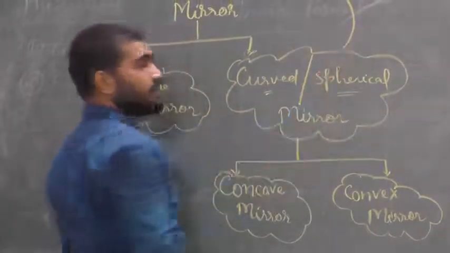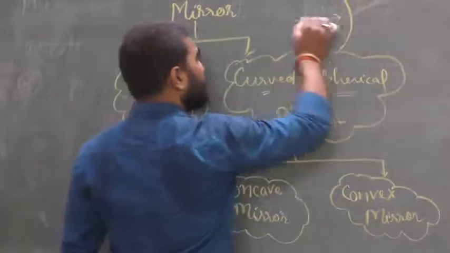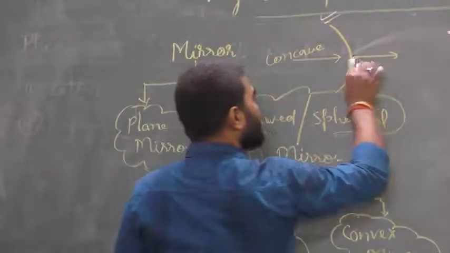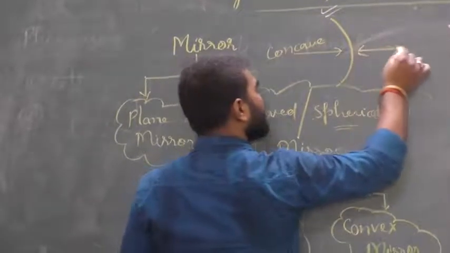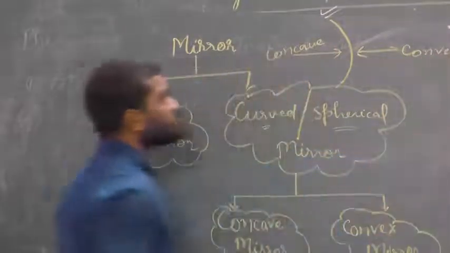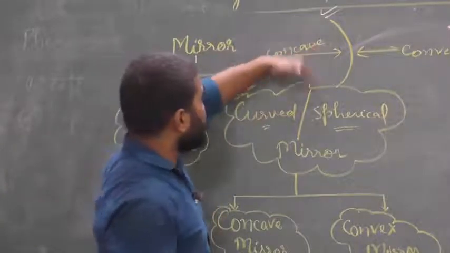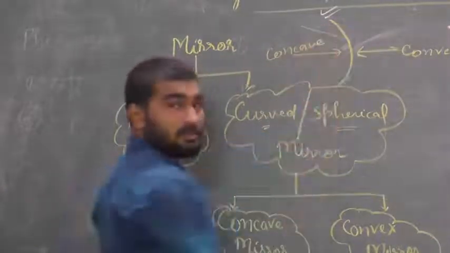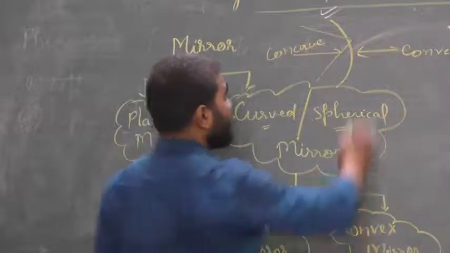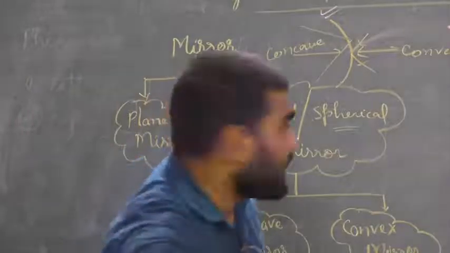Suppose this is a curve. The inner part of this curve, this part, is called the concave part, and this part of the surface is called convex. So if the reflecting surface of the mirror is concave, if reflection takes place from here, this type of mirror is called a concave mirror, and if reflection takes place from the convex surface, it is called a convex mirror. I am going to make a neat diagram here.